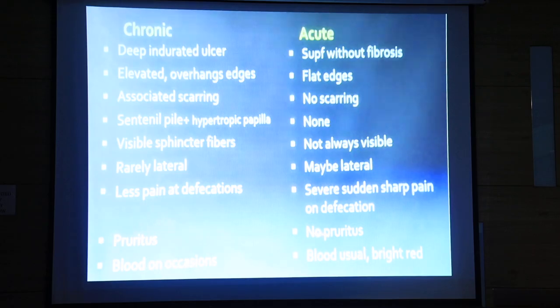So, the difference between acute and chronic you should know. Chronic: deep indurated ulcer, elevated overhanging edges, associated scarring, there will be a sentinel pile, hypertrophic papilla, visible sphincteric fibers, rarely lateral, less pain on defecation, pruritus and blood on occasions. In an acute case: no fibrosis, flat edges, no scarring, not always visible, maybe lateral.